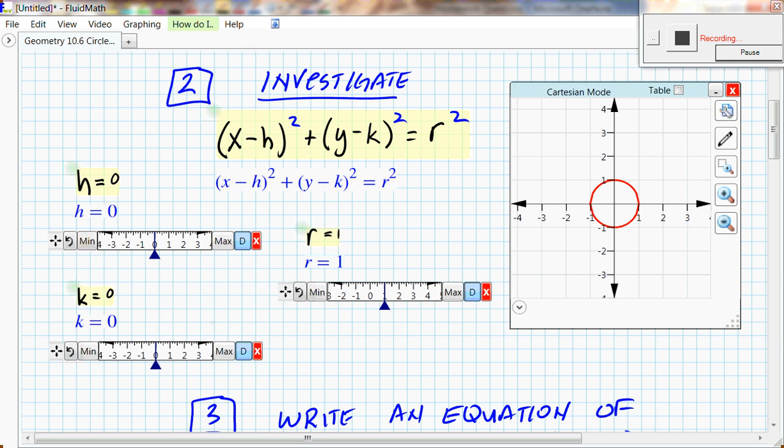Okay, now I'm going to start with the h's. What's the h going to do if I move it to the right? If I increase my h value, the circle moves, right? Look at that.